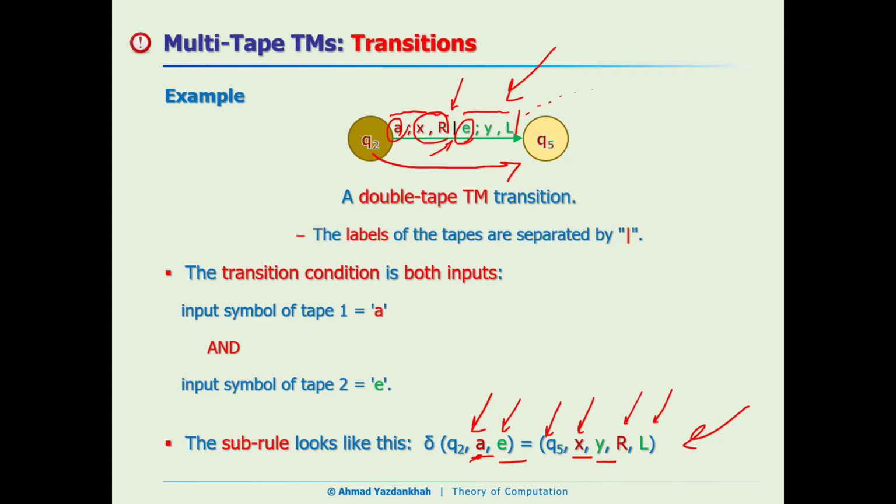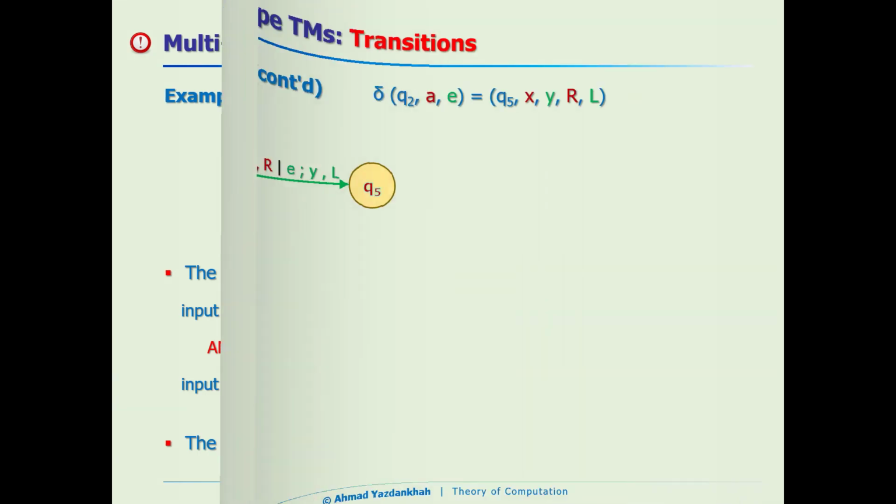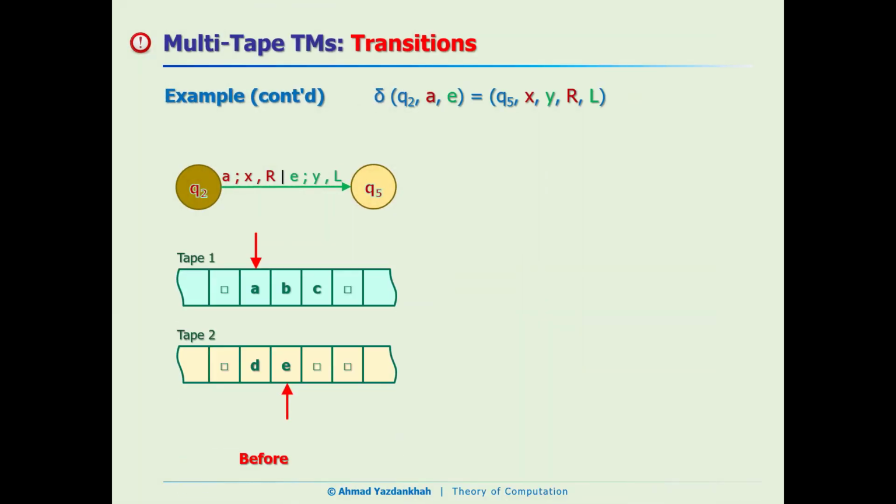Let me visualize this subrule and show you how it works. As you see, tape 1 has its own string, and tape 2 has its own string like this. Now let's see what would happen after this transition.